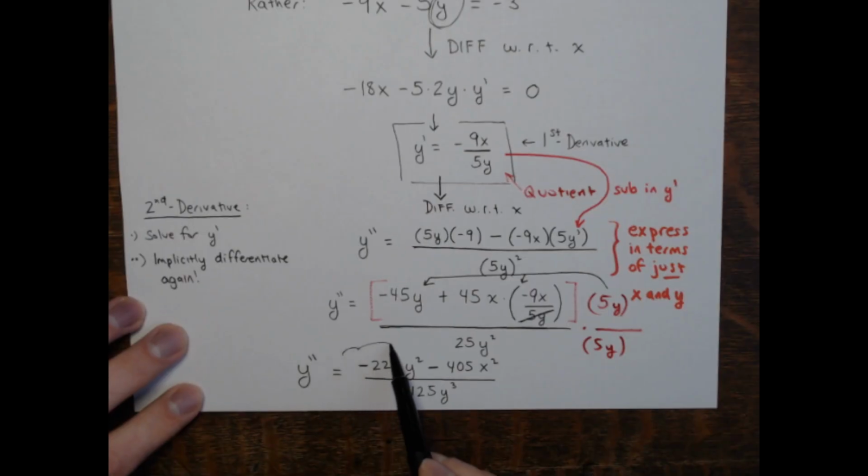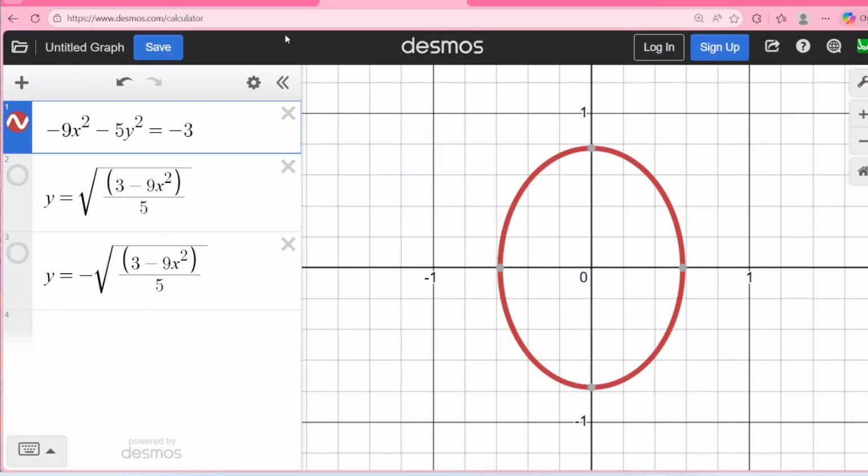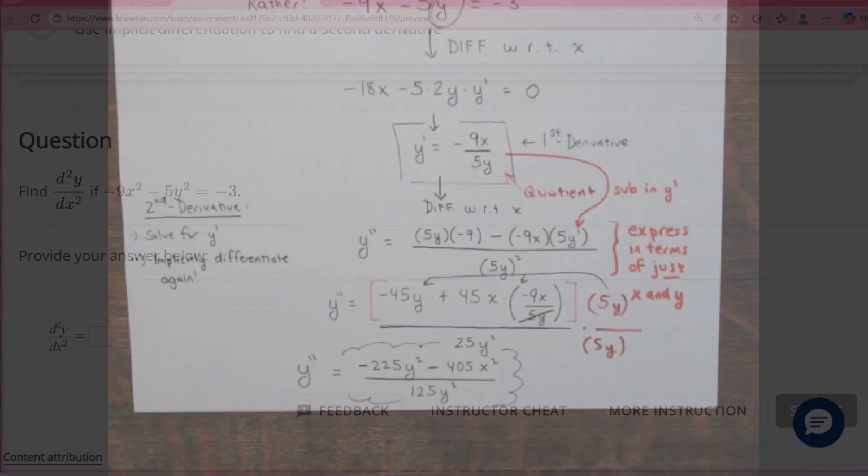So again, this is great. Okay, this is wonderful. This expression here with the negative 225y squared minus 405x squared all in the numerator and 125y cubed in the denominator. Pretty sure I'd be able to enter that. All right, but let me show you what they're probably going to do when you see their final answer.